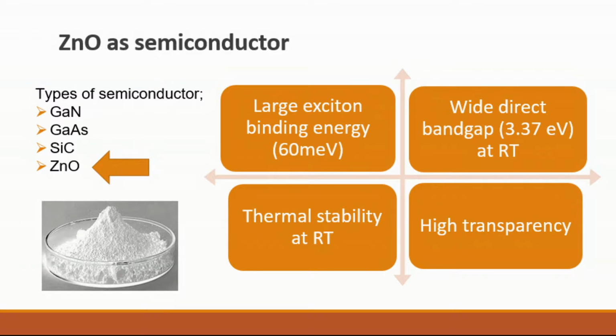Besides, it also has thermal stability at room temperature, which makes it suitable to operate and stable at room temperature. And lastly, zinc oxide also has high transparency, a feature that makes it transparent and well absorbing of light. So this makes it really useful for applications such as solar technology.